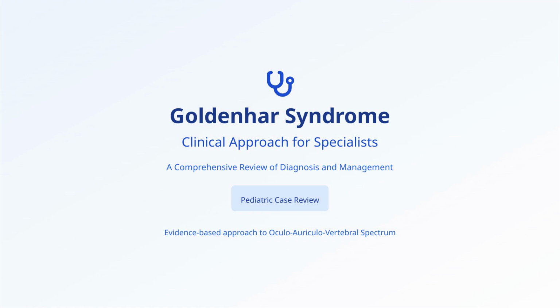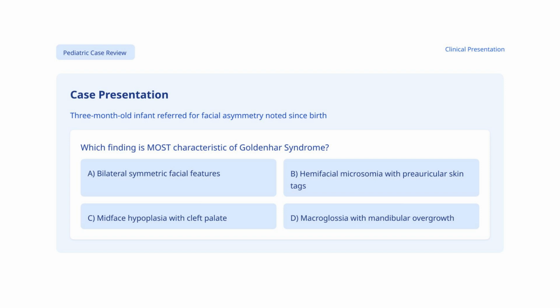Today's lecture covers Goldenhar Syndrome, also known as oculoauriculovertebral spectrum. We will explore clinical presentation, examination findings, pathophysiology, diagnostic approaches, treatment strategies, and associated complications. This comprehensive review is designed for healthcare specialists managing patients with craniofacial anomalies. Let us begin. A 3-month-old infant is referred for facial asymmetry noted since birth.